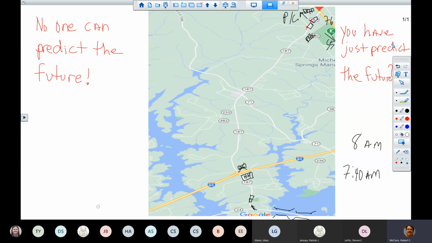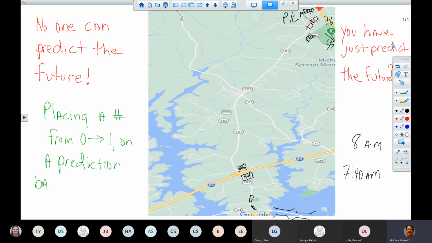Now, what did you do? Now, this is in green because this is basically Hubert's definition of statistics: placing a number from 0 to 1, that means a decimal, on a prediction based on, you could say statistics, but excuse me, you can say stats, math, data, whatever you want to call that, experience, or logic.